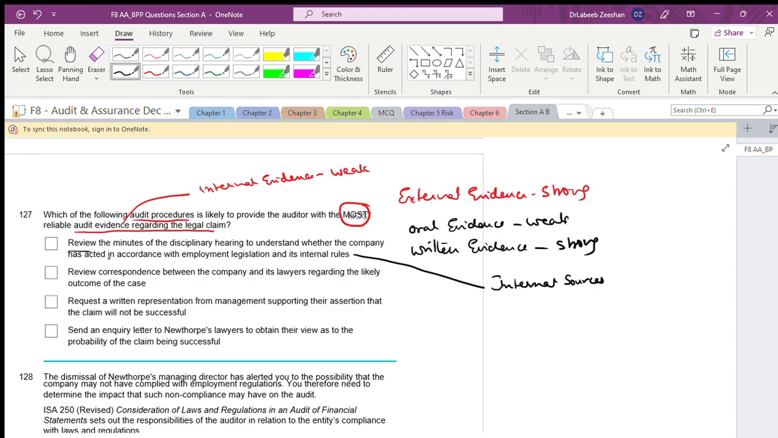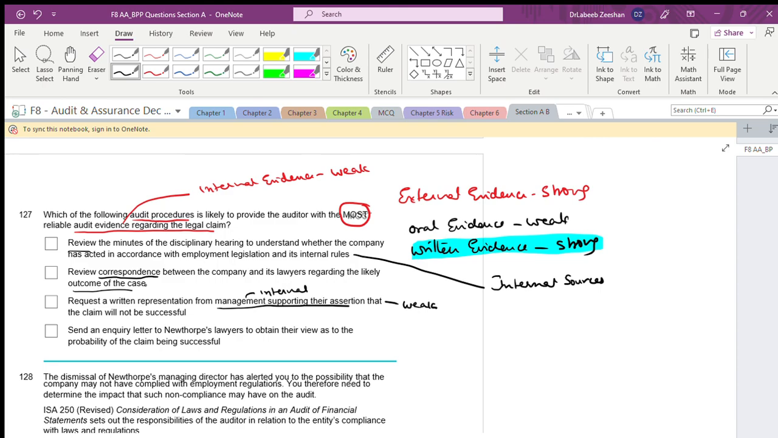It is weak. Okay. Review correspondence between the company and its lawyers regarding the outcome of the case. We are just reviewing the correspondence; we are not taking the advice. Request a written representation from management supporting their assertion. I have written somewhere that if it is written evidence, it will be very, very strong. But from management, see, it is written, but it is internal. Again, it is going to be weak.